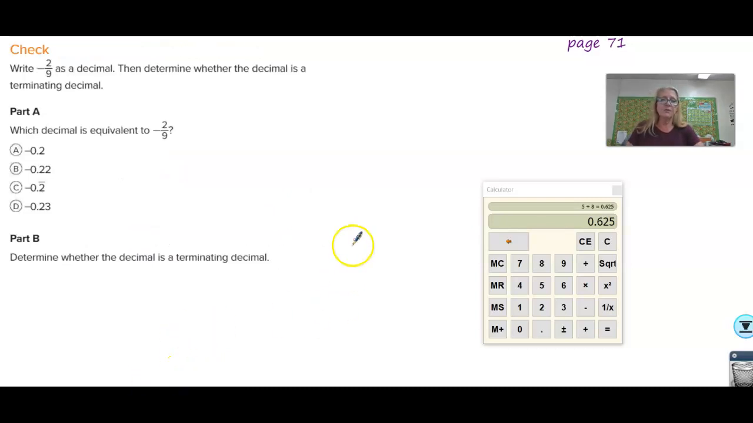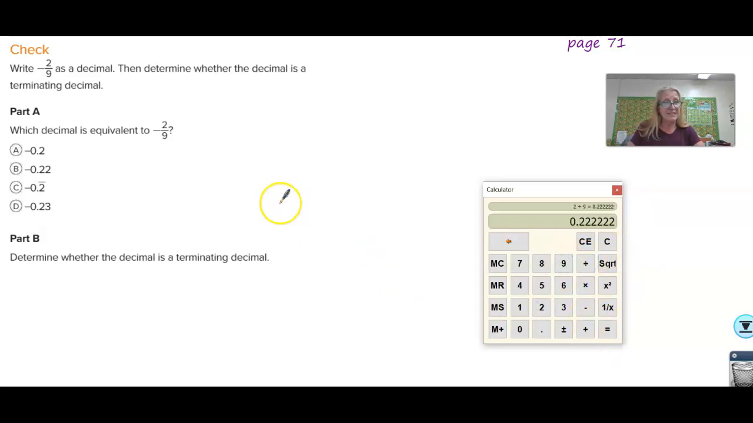All right, -2/9. Well, we don't put the negative in the calculator. We know the answer is going to be negative. All the answers here are negative. They just want to know which one of these is right. So let's just do 2 divided by 9. What would we get there?